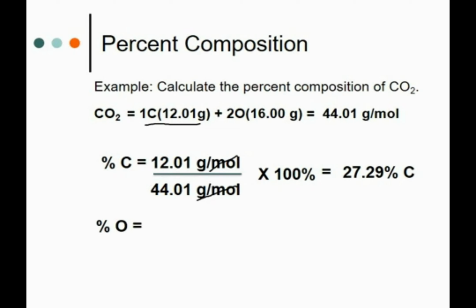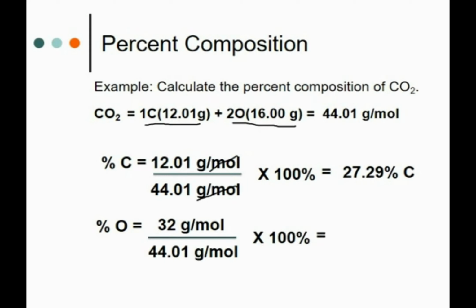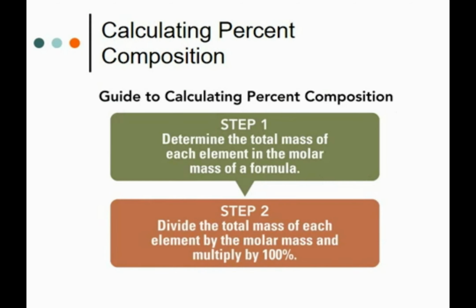To repeat for the other element, oxygen, now keep in mind this time we have two oxygens, each weighing 16, so it weighs 32 grams per mole. Again, divide by the molar mass, multiply by the 100%, and you get 72.7% oxygen. If there was a third element, we would either repeat a third time, or perhaps even take 100% and subtract off our two answers. So in review, any of these questions, they all work the same. You need to first determine the molar mass, and then simply divide by the total mass of each element in that compound and multiply by 100%.